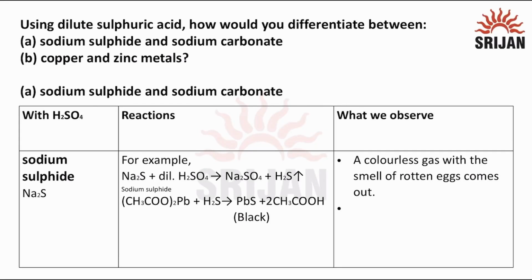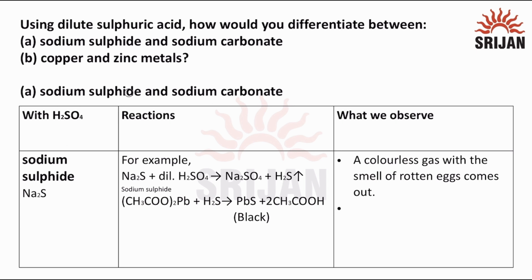The question is, using dilute sulfuric acid, how would you differentiate between sodium sulphide and sodium carbonate, and B part, copper and zinc metals? So let's take the first part, sodium sulphide and sodium carbonate. How will we differentiate them by using sulfuric acid? Okay, we will see how both of these react with sulfuric acid.